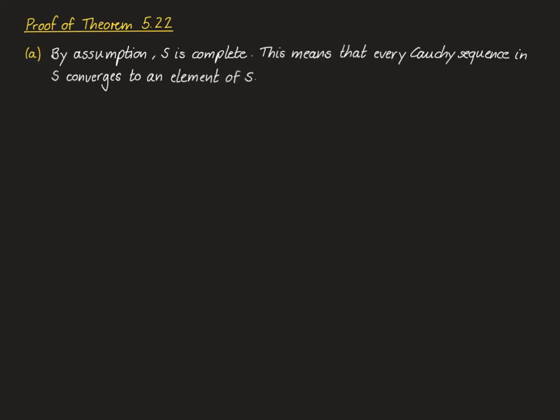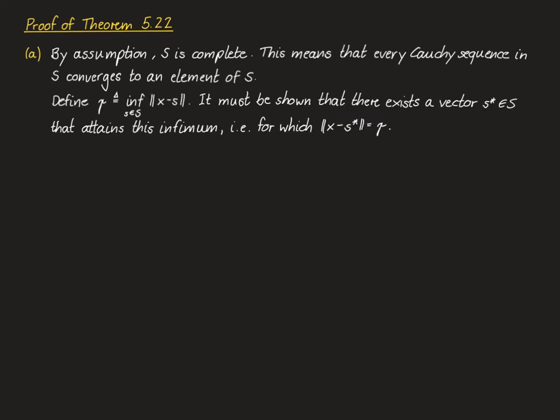Let's prove theorem 522, beginning with part A. The assumption is that the subspace S is complete, which, as we remember, means that every Cauchy sequence in S converges to an element of S. Let's define the number gamma as the infimum of the projection problem. What we must show is that there actually exists a vector s star in S that attains this infimum, meaning for which the norm of x minus s star is actually equal to gamma.